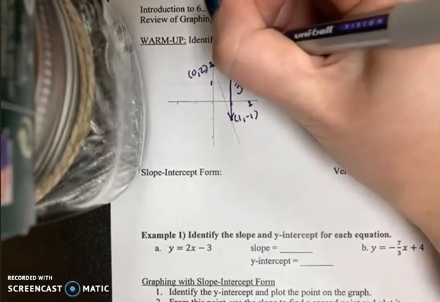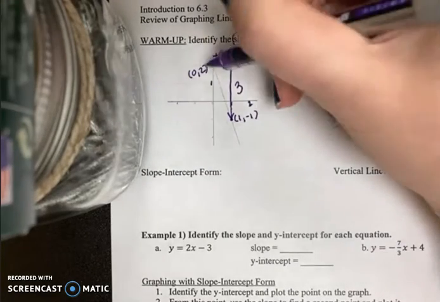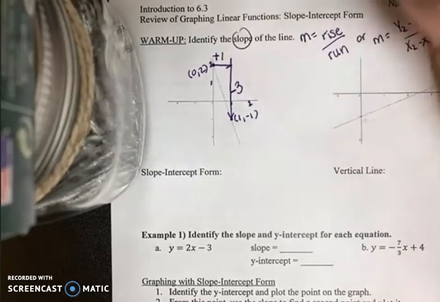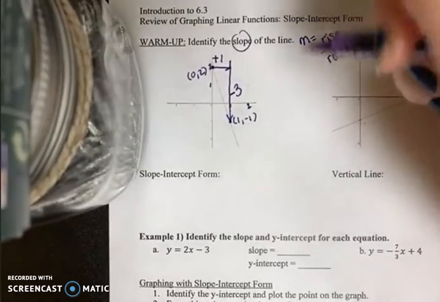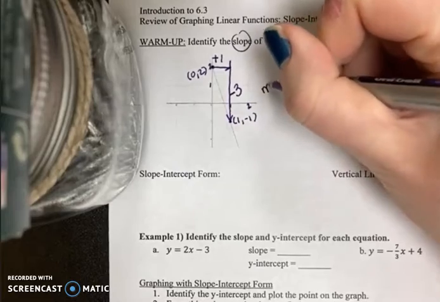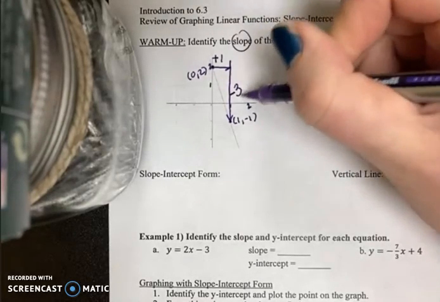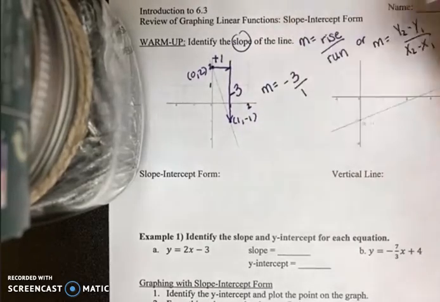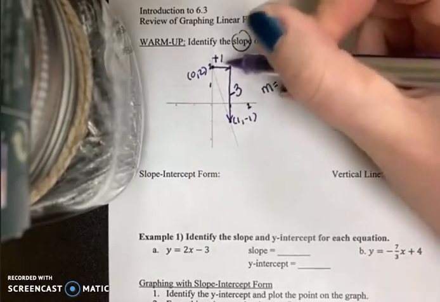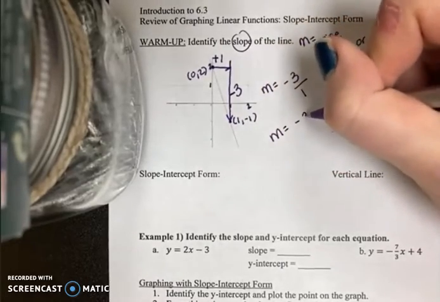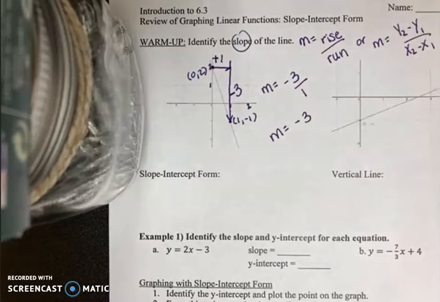Moving right is a positive movement, left is a negative movement, moving down is a negative movement, and moving up would have been a positive movement. Oops, sorry. So the positive 1 and a negative 3 would go into my rise over run. Rise would be the negative 3 over my run, which is 1. So rise is the vertical distance and run is the horizontal distance. And then I could simplify, if need be, making the slope negative 3.